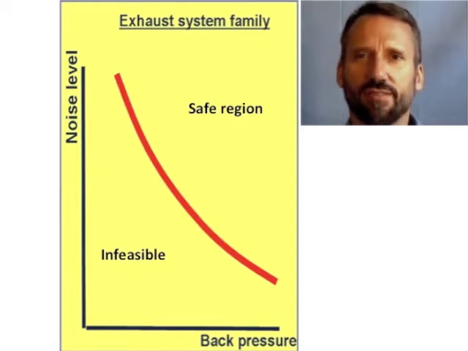Therefore, there's a trade-off between reducing the noise and creating the back pressure, and the back pressure reduces the performance of the engine. We can show that trade-off as a curve. Above that curve, we can easily design an exhaust system that will do the job. Below and to the left of that curve, we can't do it. It's impossible.